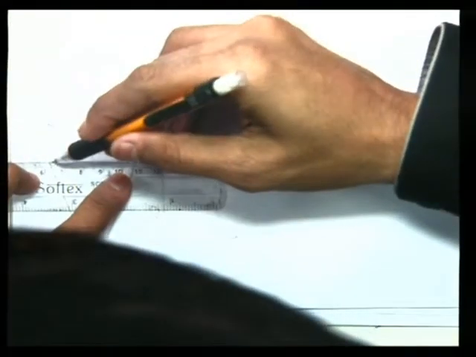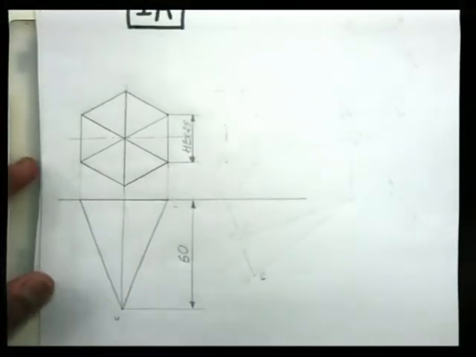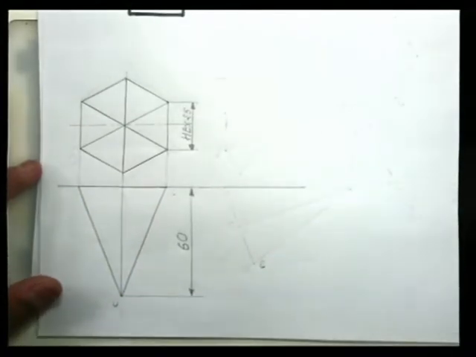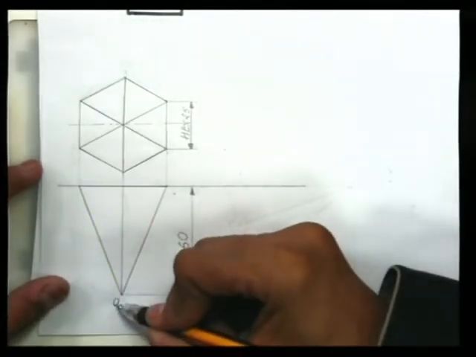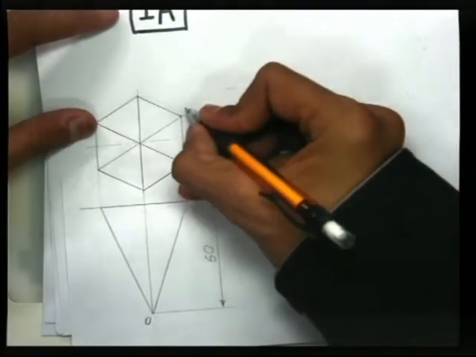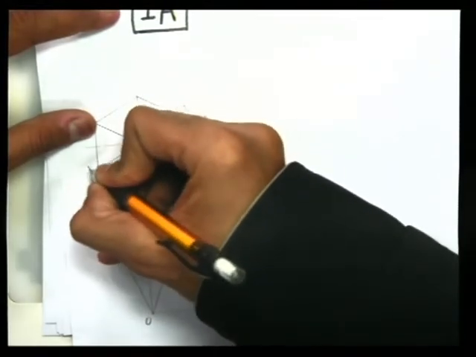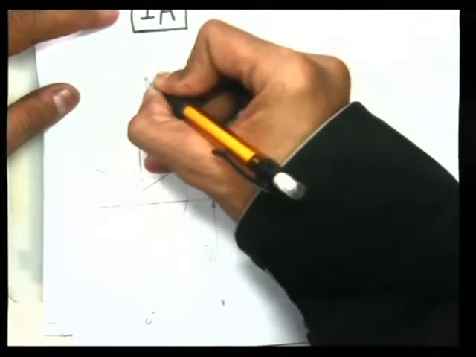So this is the top view of the given hexagonal pyramid. Height 60 millimeter, side length 25 millimeter. This is apex point O, and here the end points are point A, B, C, D dash, E dash and F dash.